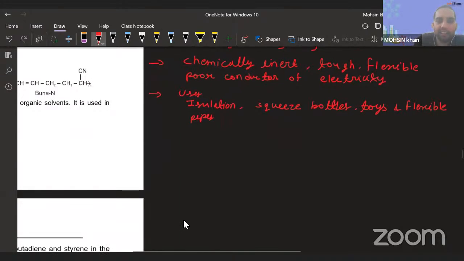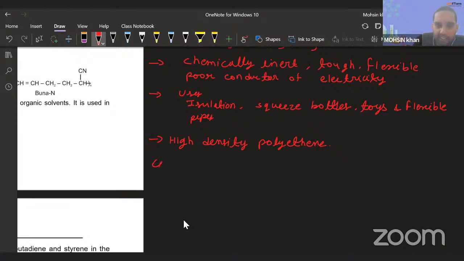Moving to the high density polythene. High density polyethylene. In high density polyethylene, it is basically formed by the addition polymerization again in a hydrocarbon solvent, and here a catalyst is required. The catalyst is important for the high density polythene.